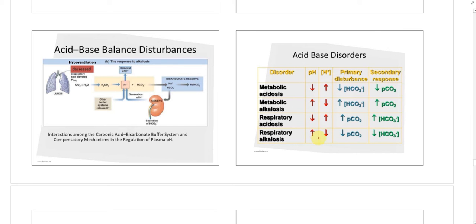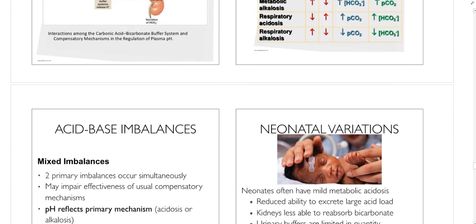Respiratory alkalosis, we have a high pH because we don't have enough hydrogen ions in our blood. And this is because we're blowing off too much CO2, hyperventilating. And so we're going to respond by decreasing bicarbonate so that we don't get rid of hydrogen ions. We retain them and make sure our pH is balanced out.